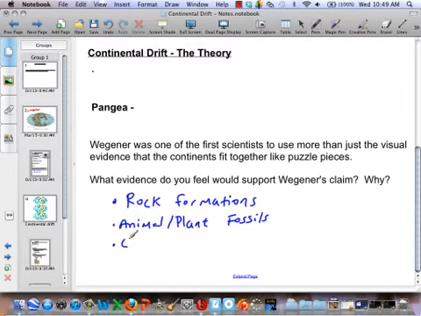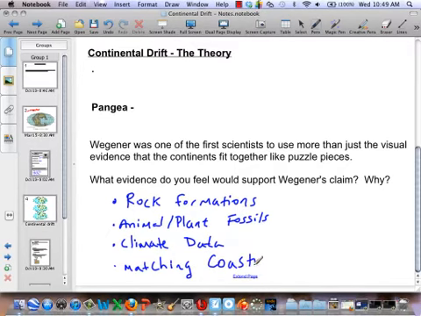Looking for climate data. We're going to have a little surprising twist for you guys here at the end. Okay. So it's these three things as well as, I'm going to put out here, matching coastlines. So when I tell you what were the four pieces of evidence that Alfred Wegener used to prove continental drift, those are the four I'm looking for. Rock formations, matching coastlines, climate data, and animal and plant fossils.